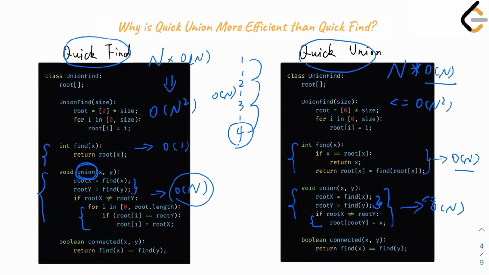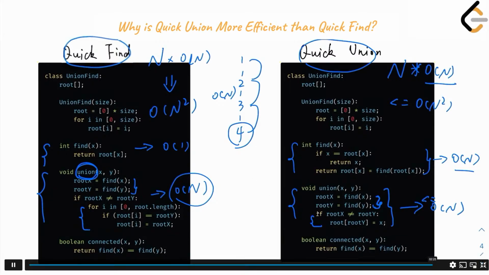Of course, between quick union and quick find, we're just choosing the lesser of two evils. Neither are very efficient. We'll follow up on this later and optimize our union find even more.